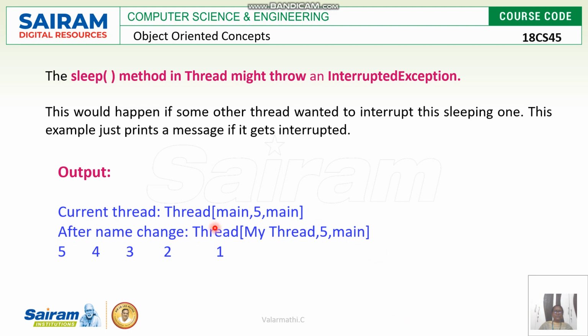So what is the output of this? Current thread: Thread[main,5,main]. After the name is changed: Thread[My Thread,5,main]. So it will print 5, then it will take 1000 milliseconds as sleep time. Again it will print 4, then again it will sleep. Again it will print 3. So likewise, for every 1000 milliseconds break, these values will be printed.